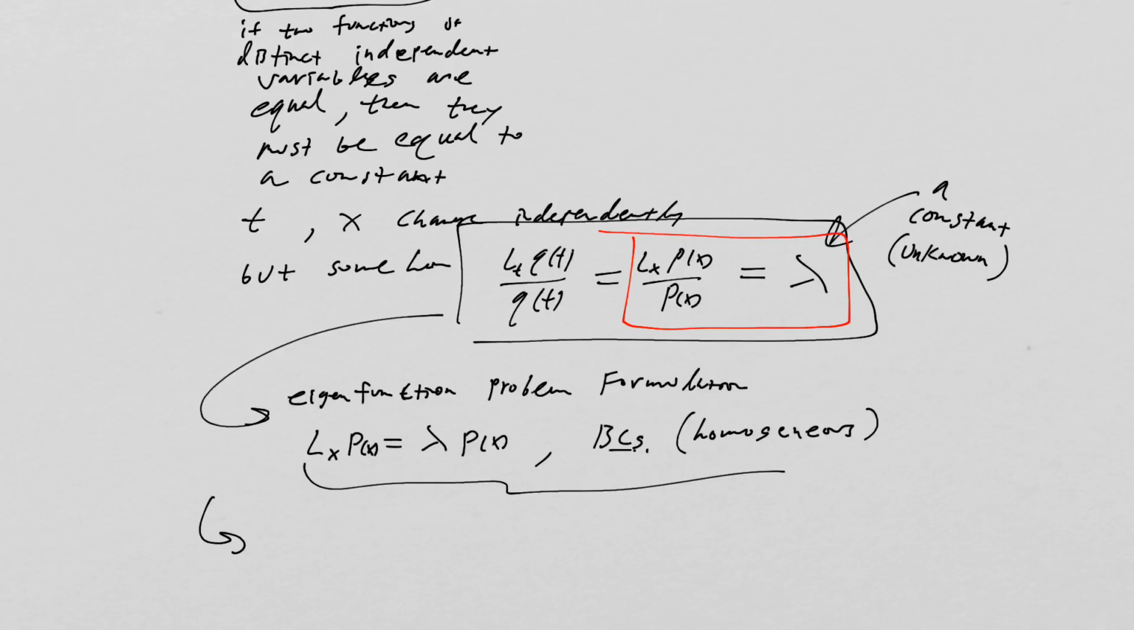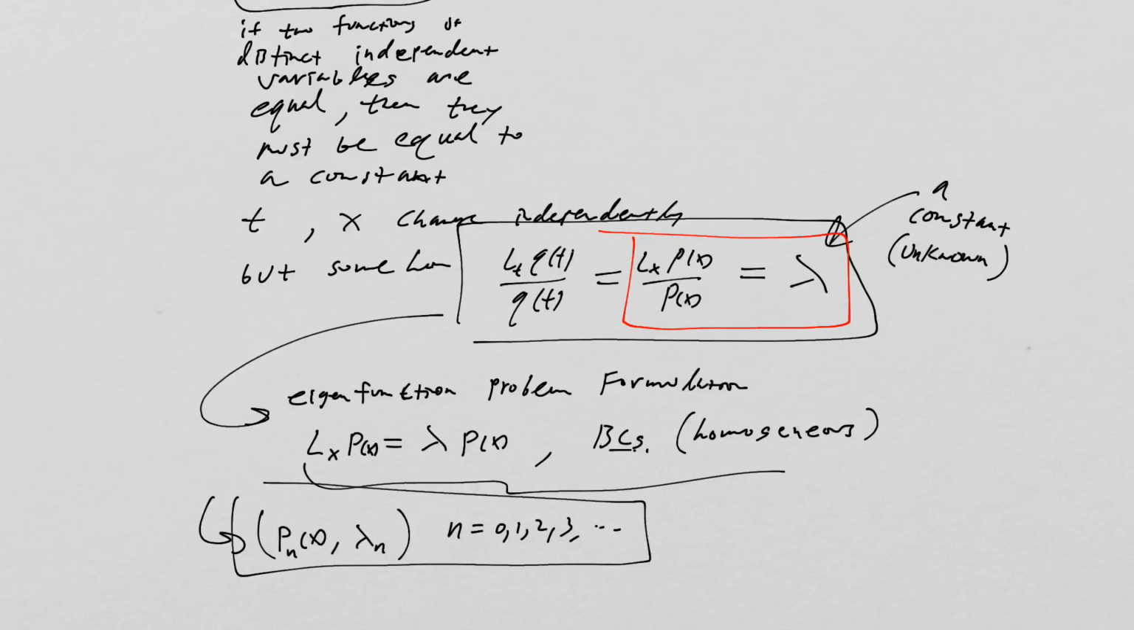So assume we have solutions. We're going to have a Pn of x and a lambda n as our pairs, and n starts at 0, 1, 2, 3, and so on and so forth. Suppose you find these.